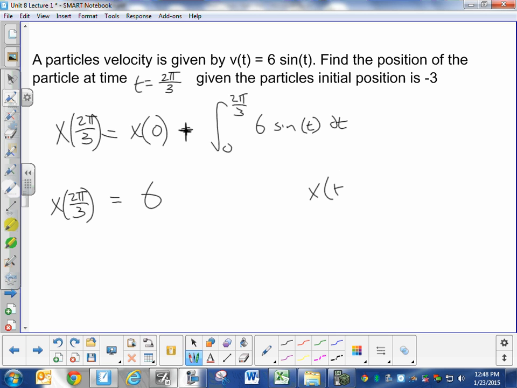x of t would be equal to -6 cos t plus c. You would use x of 0 equals -3 to find c. And keep going. Okay? Cool.